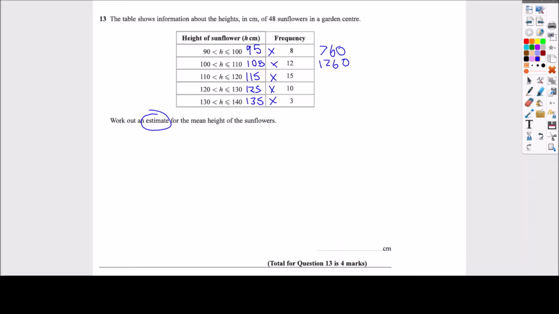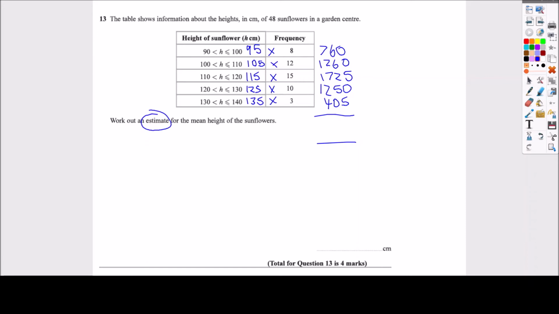115 times 15, which is 1725. 125 times 10, which is 1250. And 135 times 3, which is 405. So there's a whole bunch of heights there. Now, if we add up all of those heights, we get a total height for the 48 sunflowers. So 760, add 1260, add 1725, add 1250, add 405.